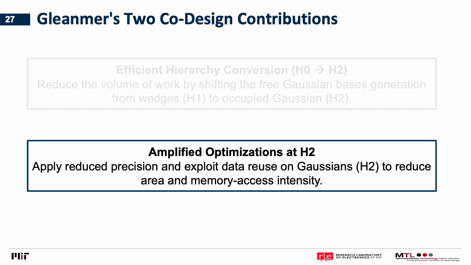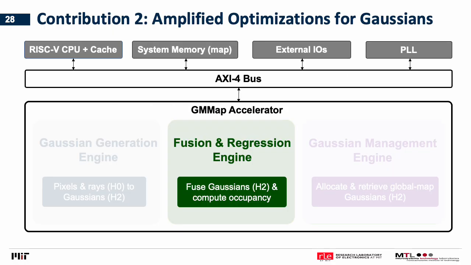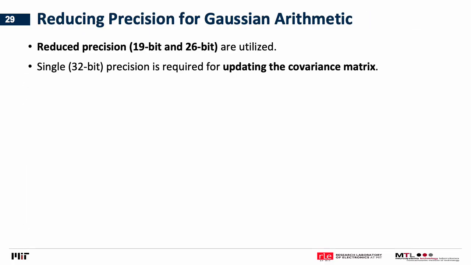This leads to our second contribution: applying reduced precision and exploiting data reuse on Gaussians to reduce area and memory access intensity. Contribution 2 has two parts. First, the fusion and regression engine. This is the area-dominating engine. To reduce the area, 19-bit and 22-bit floating point arithmetic are used for fusion and regression. The only exception is the covariance matrix update, which requires 32-bit precision.